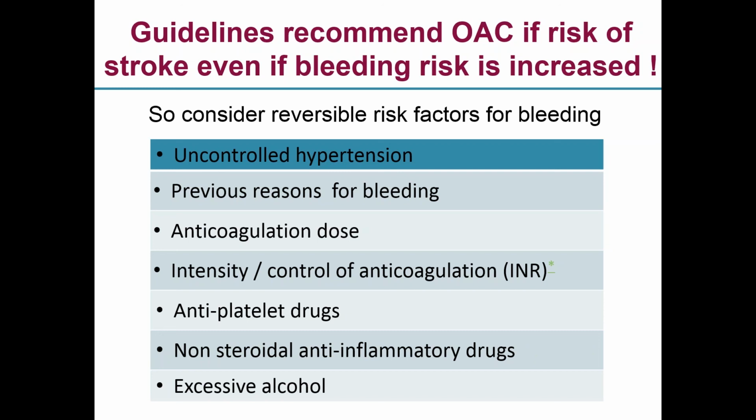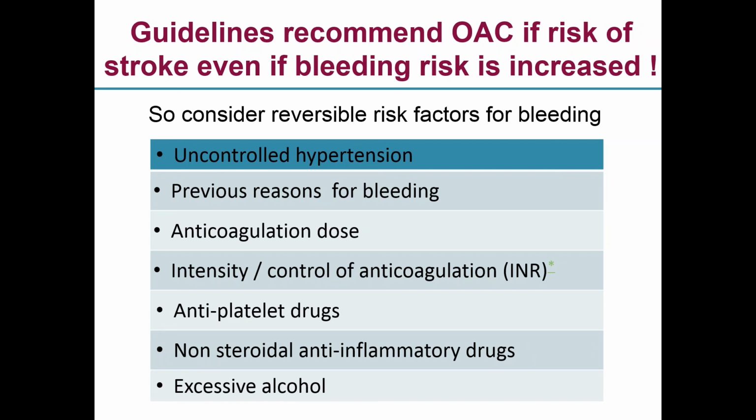Uncontrolled hypertension is an important risk factor. It's treatable, so get the blood pressure down, although you've got to take a gradual approach, because if you suddenly bring it down, they might fall over and bang their head. That wouldn't be good. Previous bleeding, you can't take a blanket approach to that, because it depends on what the bleeding was, whether the reason was fixed, or whether it's likely to recur, and so on. Anticoagulant dose is an important consideration, so you can always adjust the dose downwards if you're concerned about the bleeding risk.